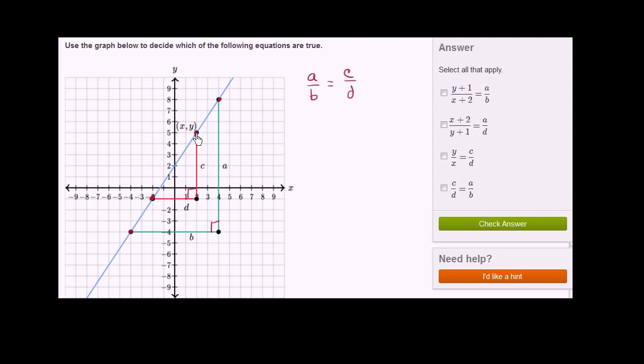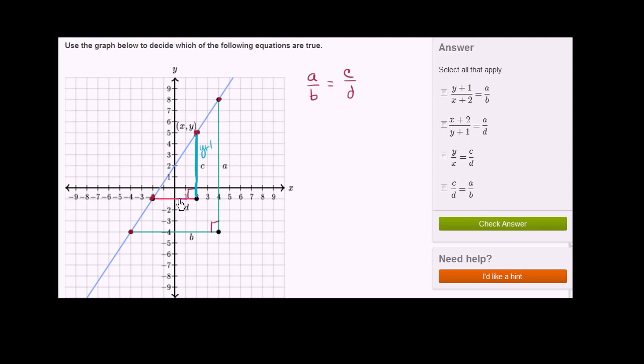So this is the point x comma y. So what's y plus 1? Well, y plus 1 is literally the same thing as the length C right over here. Notice this height, let me do this in a new color, this height right over here, this is y, but then if you add 1, you get all the way down here. So this right over here is y plus 1, and then this base right over here, once again, you see this is x plus 2.